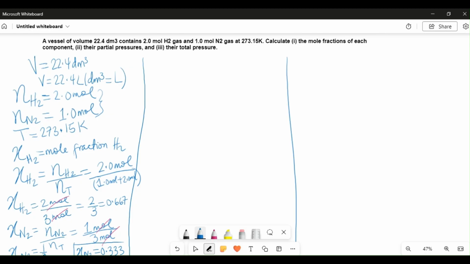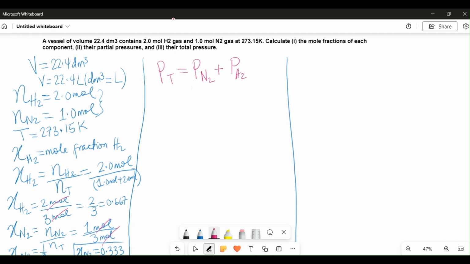Now, the second one, we're asked to find the partial pressures. Partial pressure comes from Dalton's law of partial pressures, which says the total amount of pressure exerted in a mixture is the sum of each individual gas component's pressures. So in this case, the total pressure in a mixture will be the pressure of N2 gas plus the pressure of H2 gas added together. The sum of these pressures gives us the total pressure exerted by the mixture. So this is called Dalton's law of partial pressures. Now, that is what we need.